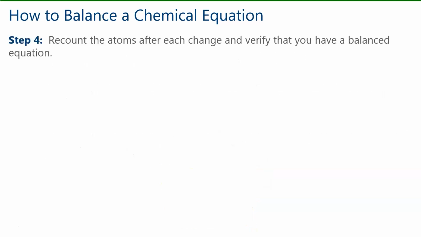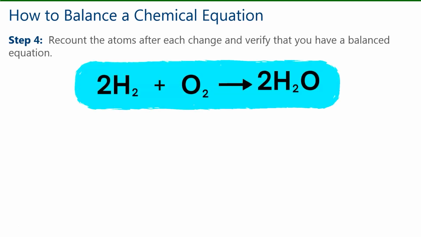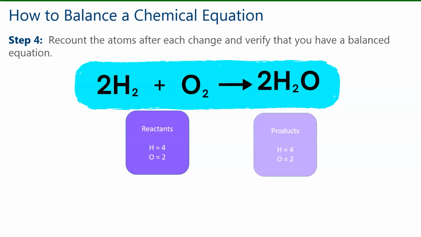Step 4 is to recount the atoms after each change and verify that you have a balanced equation. For example, in this equation, I'm going to recount the atoms and make sure it's balanced. On the reactant side, I have 4 hydrogen and 2 oxygen. On the product side, I have 4 hydrogen and 2 oxygen, so I check it is balanced. Now let's look at some examples.